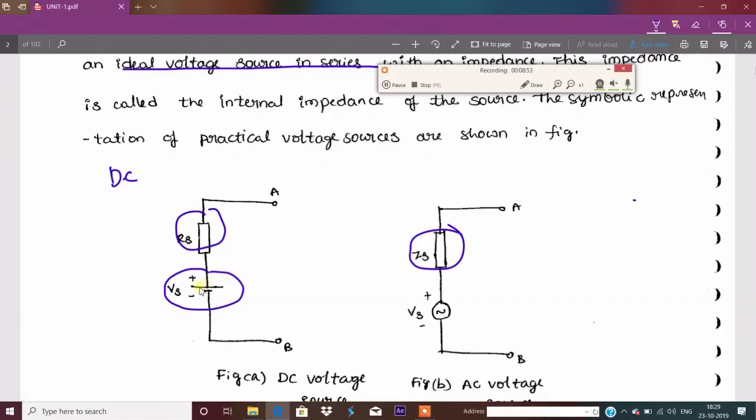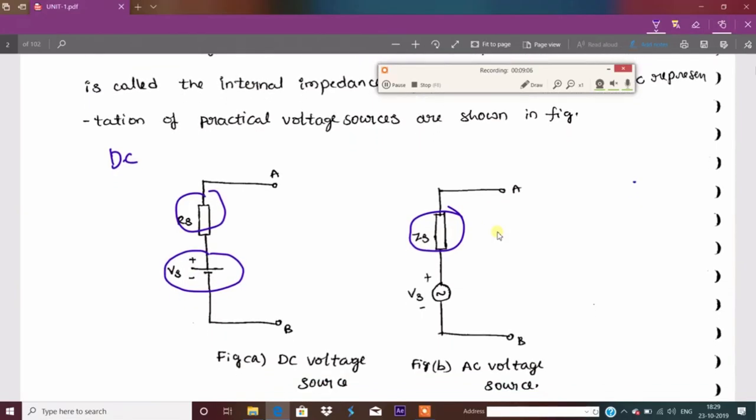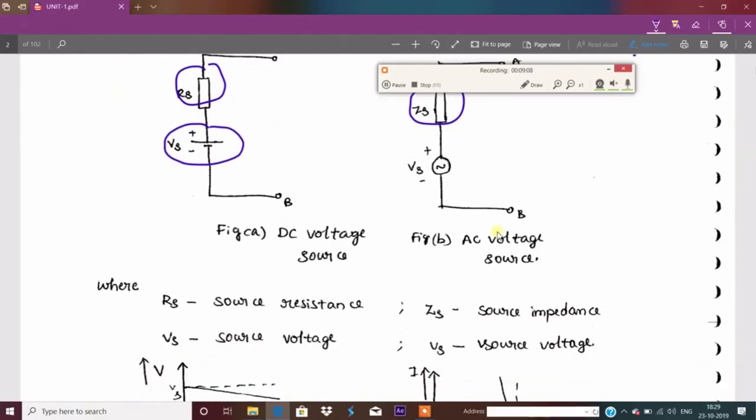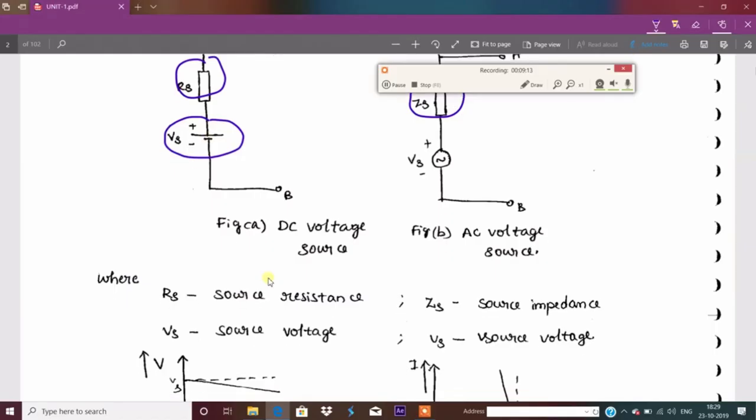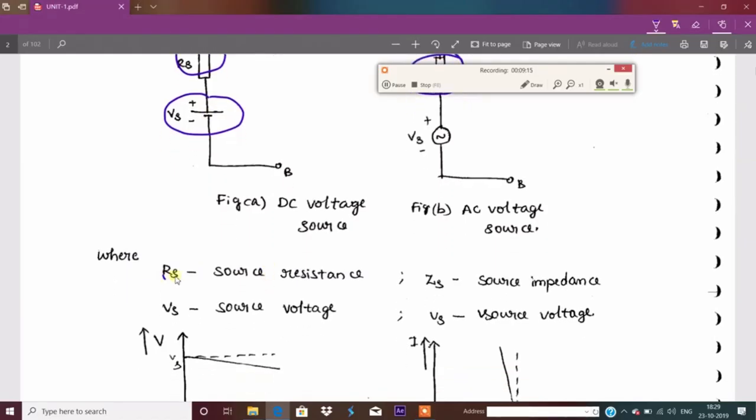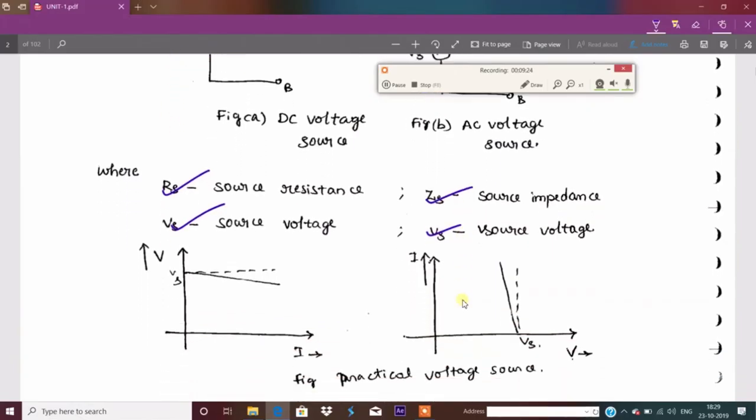Just look at here. The ideal voltage source, and the practical voltage source: some resistance connected to the ideal voltage source forms the practical voltage source. This is the representation for practical voltage sources. So here are the characteristics of ideal and practical voltage sources. The terminology I am using here: RS is the source resistance, ZS is the source impedance, VS is the source voltage, in both the AC and DC cases.